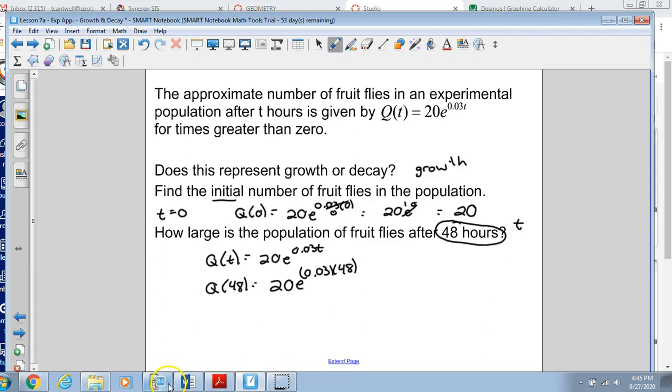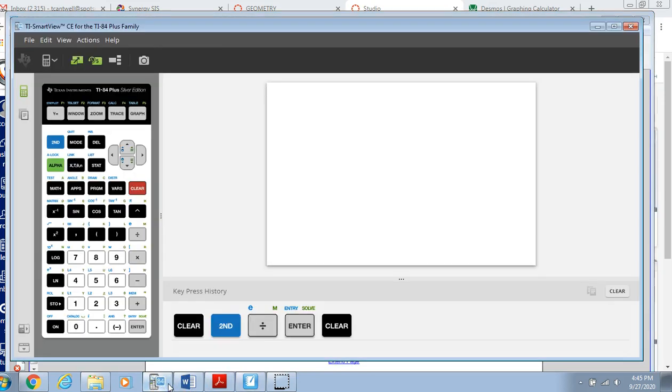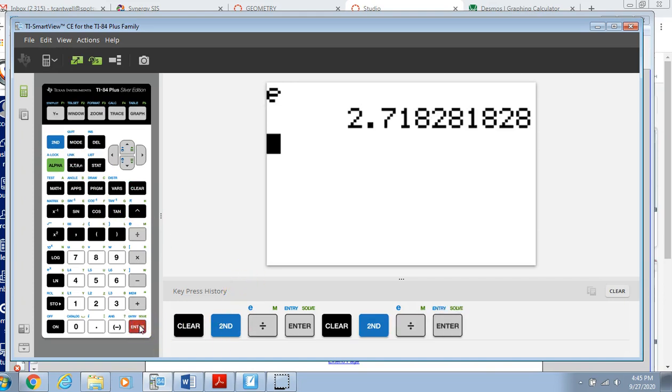So let's pull up the graphing calculator first. In order to find e, we need to look around for it. e is over here on the right-hand side above the division key. Notice that it's in blue, so we need to press second. So second e. It's not just a variable. e is that irrational number, 2.718, it keeps going, and stands for Euler's number.